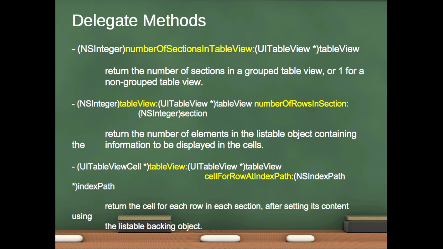So this is the number of elements in a listable object containing the information to be displayed in the cells. And then finally, tableView:cellForRowAtIndexPath: is the actual information for the cell for that row in that section. So we get an index path, an NSIndexPath, and we can use indexPath.section to get the section information and indexPath.row. And then we set up our cell information using that, using the NSDictionary or NSArray that we're using to back that table view.